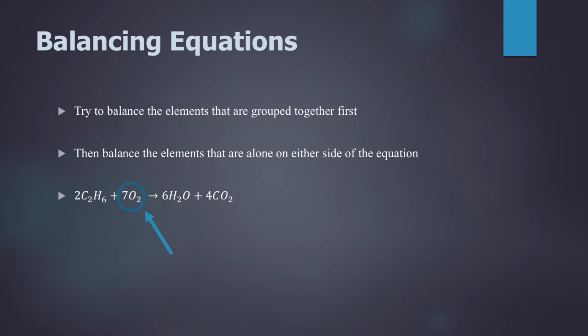Whenever balancing equations, try to balance the elements that are grouped together in compounds first, then balance the ones that are alone. Like in the last example, we balanced oxygen last since it was alone on the left side of the equation. The elements that are alone have more freedom to be adjusted.